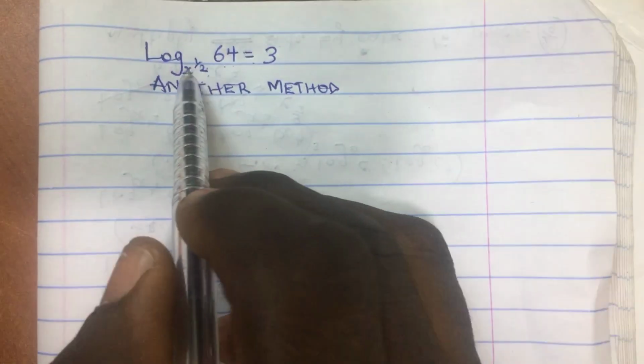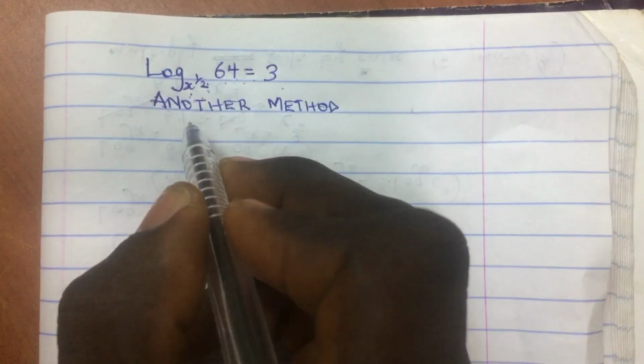Now we have log 64 base x raised to power 1 over 2 equals 3. But how do we do it?